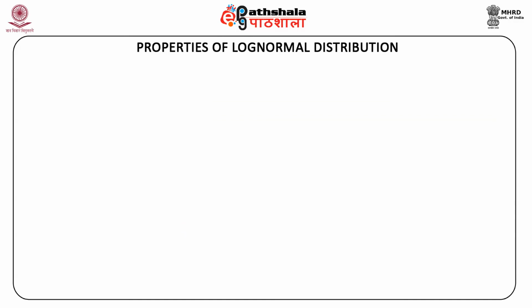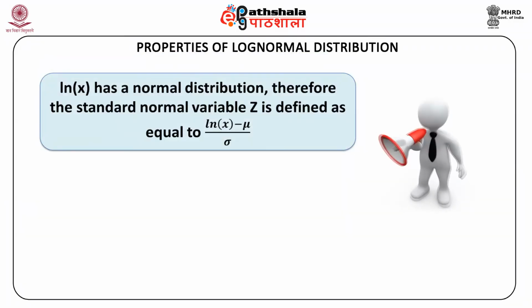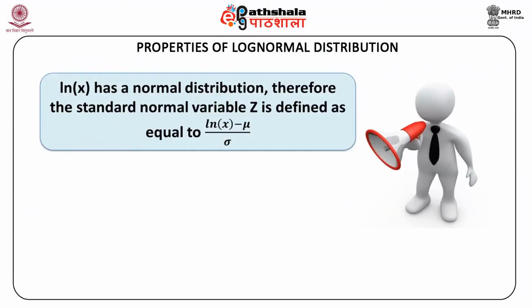Here ln x has a normal distribution. Therefore, the standard normal variable z is defined as equal to (ln x - mu) divided by sigma.